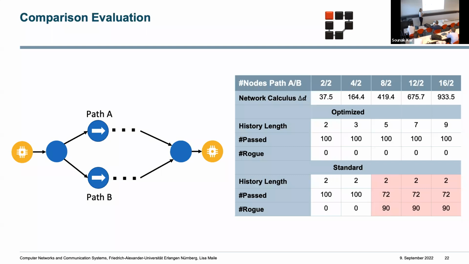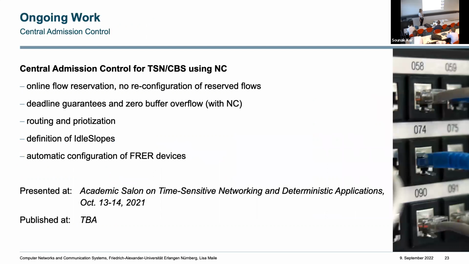And to sum it up, if we compare a more realistic network and derive the network calculus delays for different path lengths for path A and path B, with network calculus, everything works smoothly. With the default value, of course, we cannot guarantee any safe transmission.